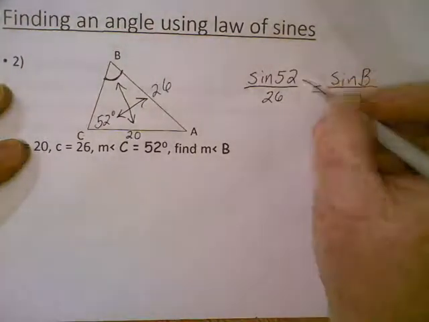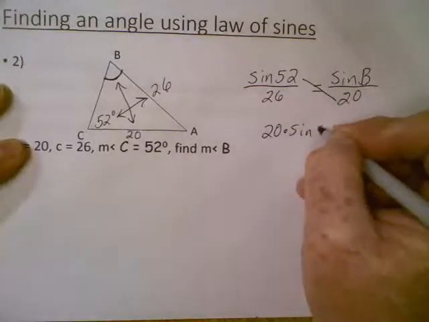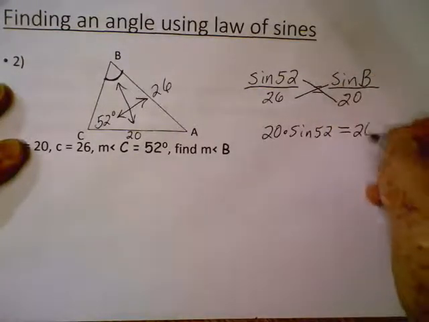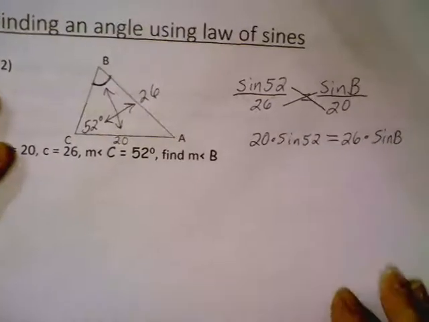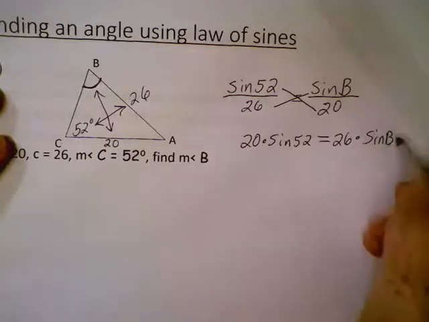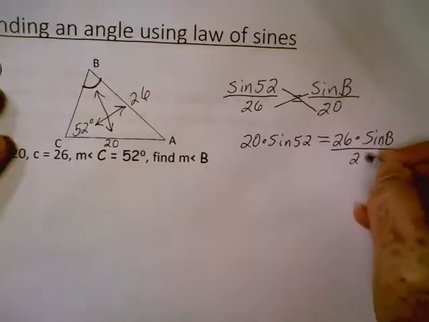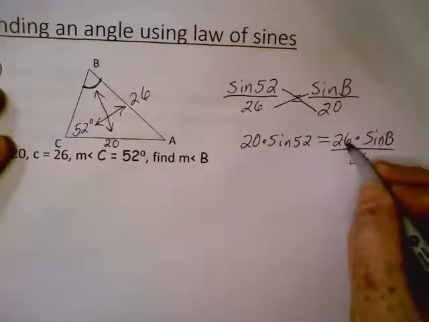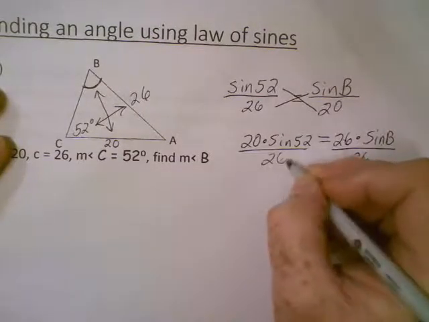Here we're going to cross multiply. When we multiply this way, we get 20 times the sine of 52 equals, this way we cross multiply, and we've got 26 times the sine of angle B. Next thing I'm going to do, I'm trying to get sine of angle B by itself. Since you're looking for an angle, this one's going to take a step longer than the other one. But here I'm going to divide both sides by 26 because I'm trying to get that part by itself. Divide the other side by 26.